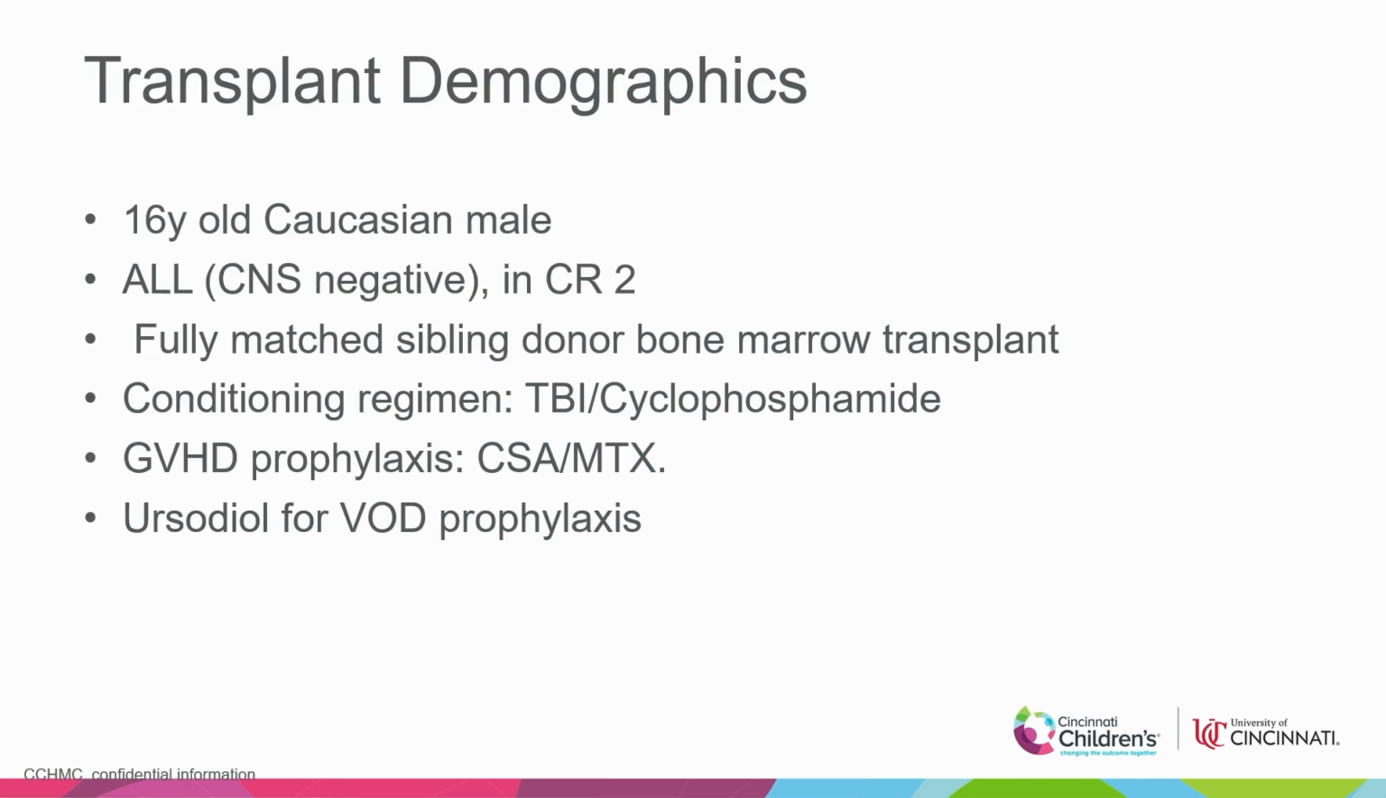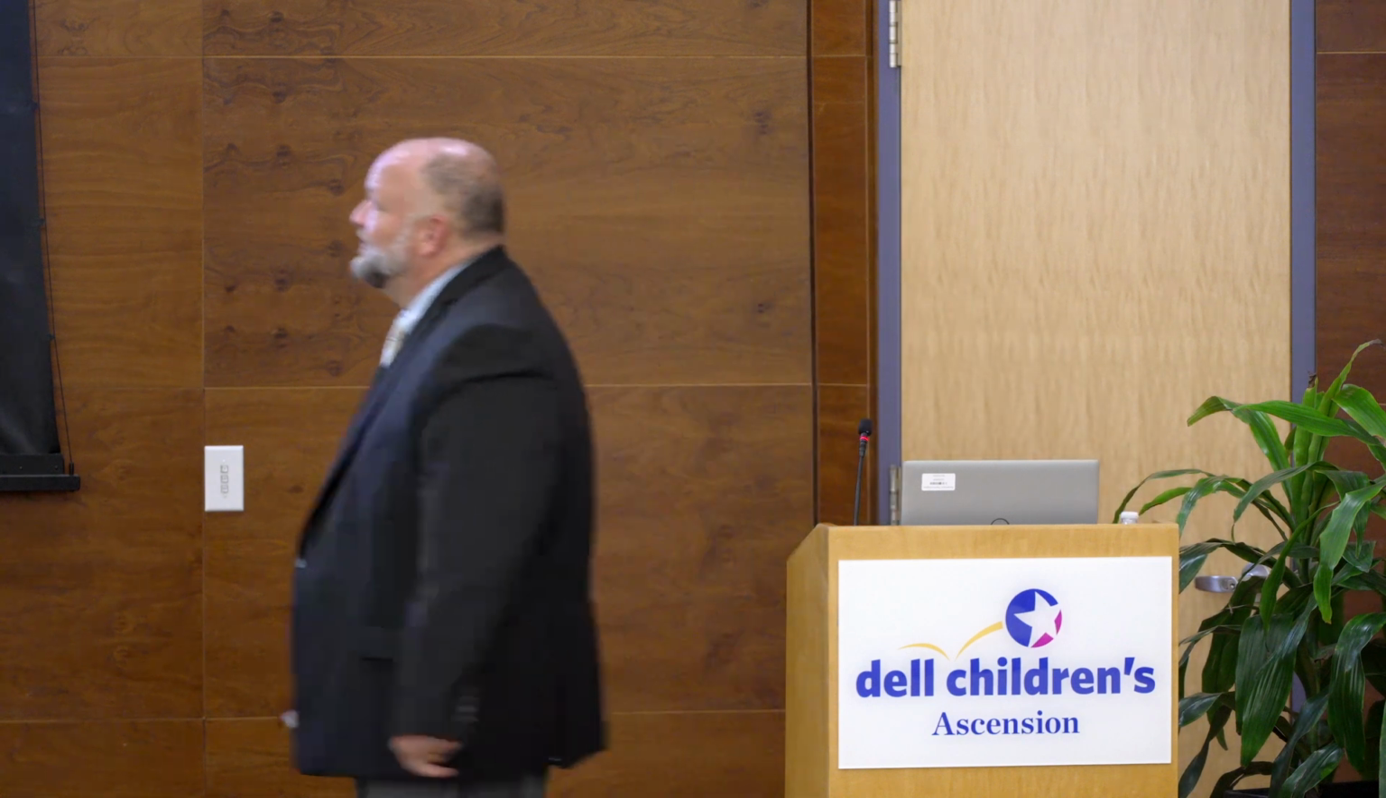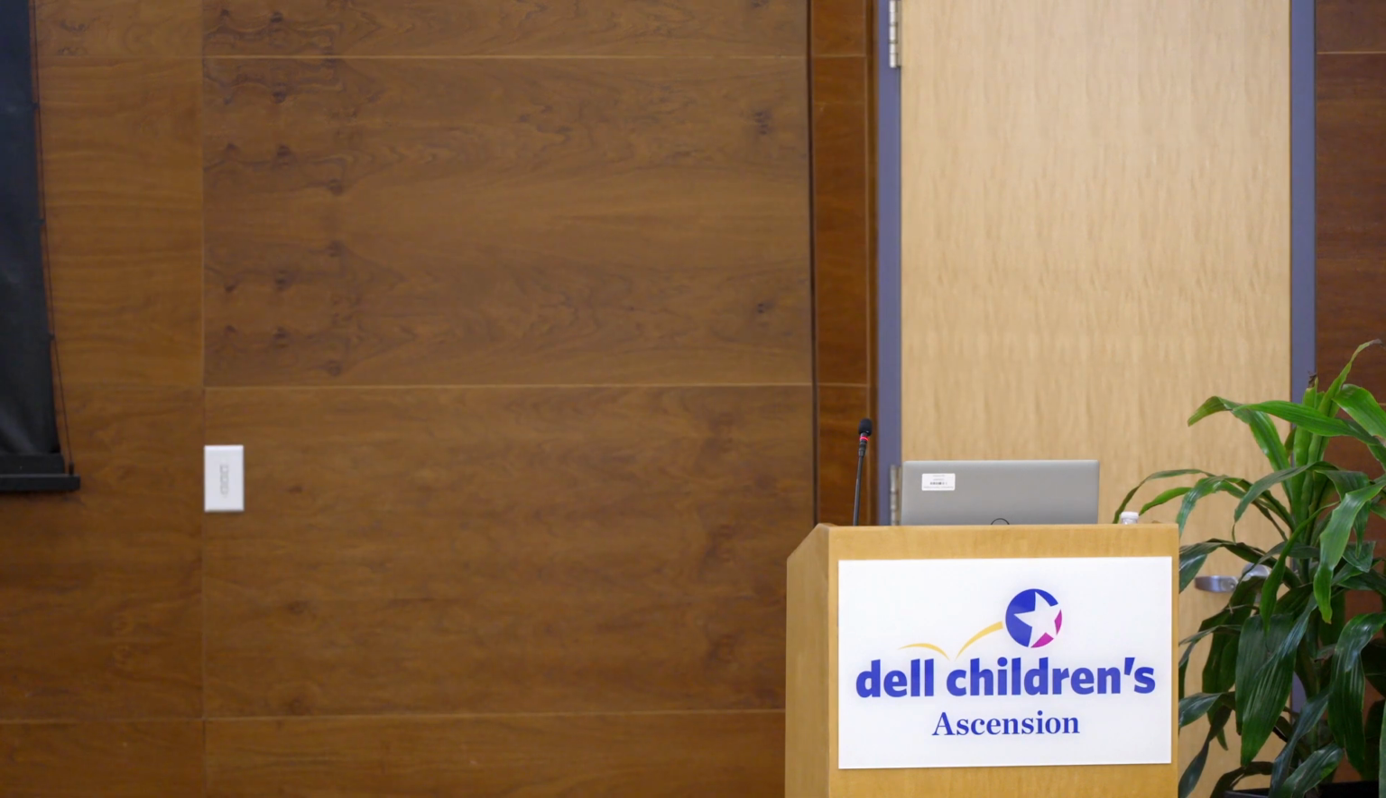This one's a whole other scenario. These are tricky questions that don't necessarily have a right answer. I want to get everybody's participation in this, your thoughts and shouts, and tell us what you think. Okay, 16-year-old male being treated for ALL, CR2, fully matched sibling donor, TBI-based prep, GVHD prophylaxis cyclosporine and methotrexate. He got ursodiol for VOD prophylaxis. I hope you can see this. I'm going to go through it because it's too small.